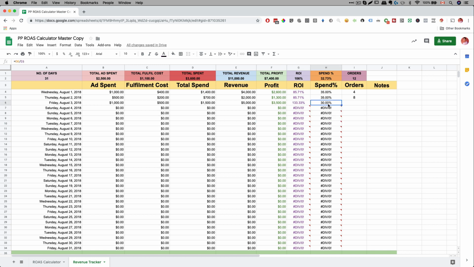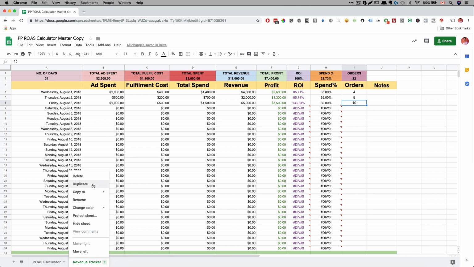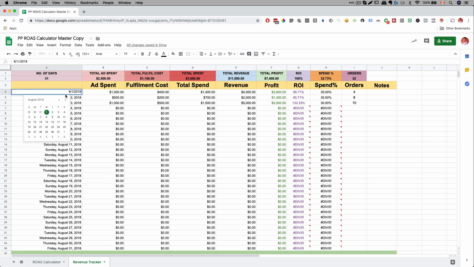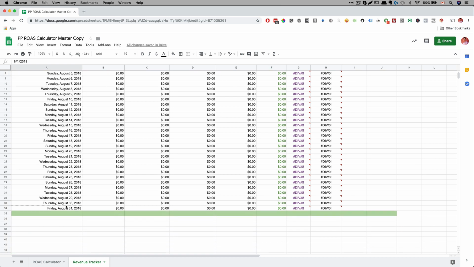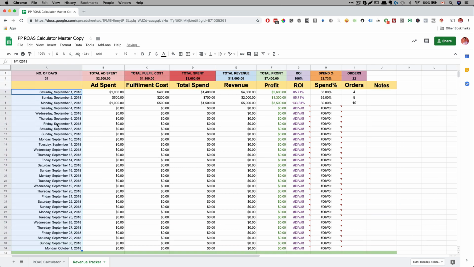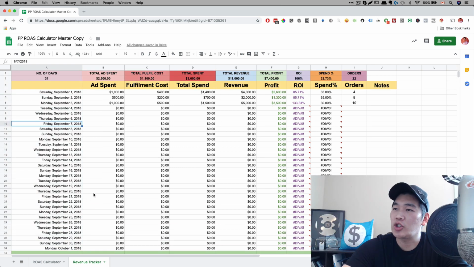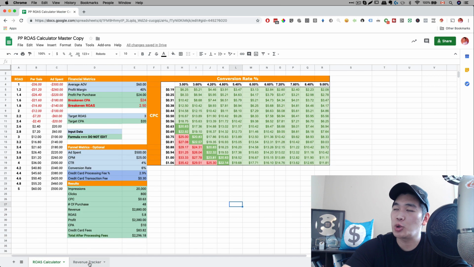All right, and you can see your percent spend. And if you enter your order numbers over here, let's say 10 orders, right? You can see the total number change up here as well. And if, let's say the next month, what you want to do is you want to duplicate the spreadsheet and then change this number by double clicking on this date over here, and then just put it on September 1st, and then drag the formula down, and then you can create a new spreadsheet for a new month. All right. So that is the ROAS calculator and the revenue tracker.